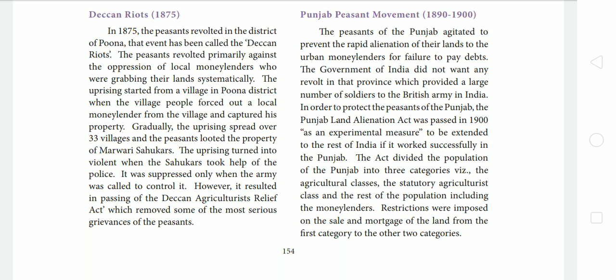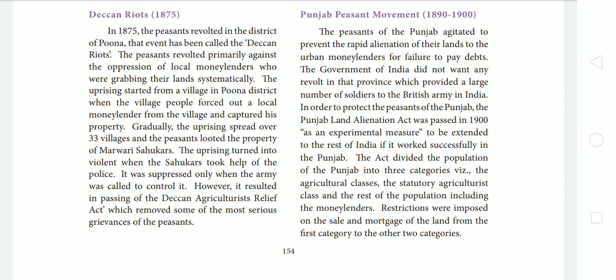So when this riot turned violent, the Shaukas took the help of the police. To control this revolt, the Shaukas took the help of the police. This riot was suppressed only when the army was called to control the revolt.